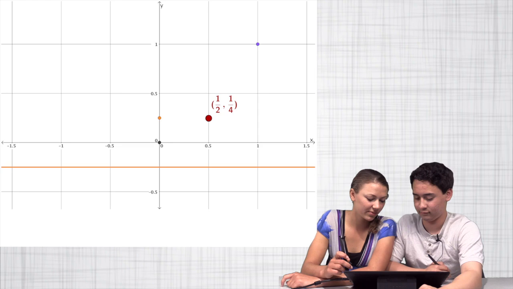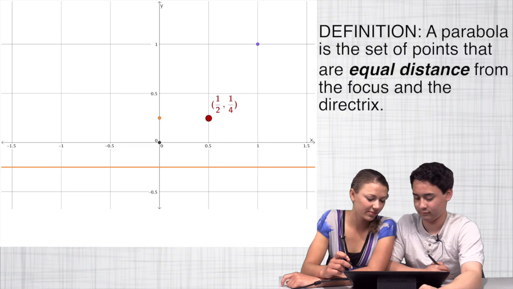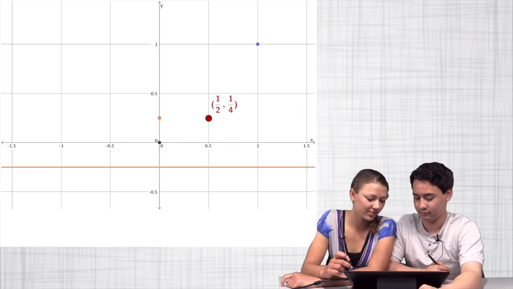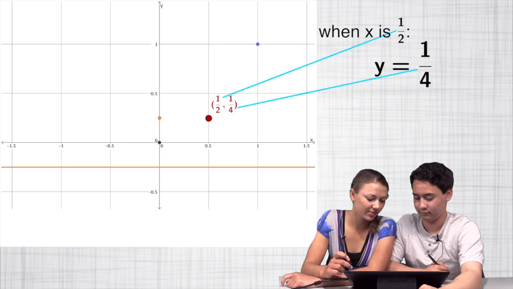Sasha and Keoni proved that the point (1/2, 1/4) is on the parabola, using both geometry and algebra. First, they explained that the point fits the geometric definition of a parabola because it is 1/2 unit from the focus and 1/2 unit from the directrix. Second, they verified the point (1/2, 1/4) using algebraic substitution. Because x equals 1/2, they replace the x in the equation with 1/2. Y equals 1/2 squared, which is 1/4.